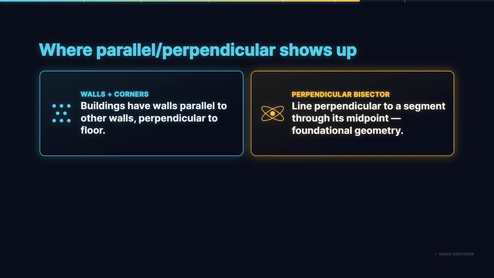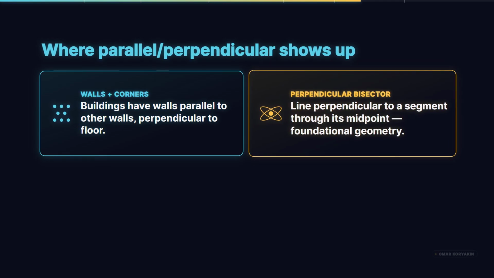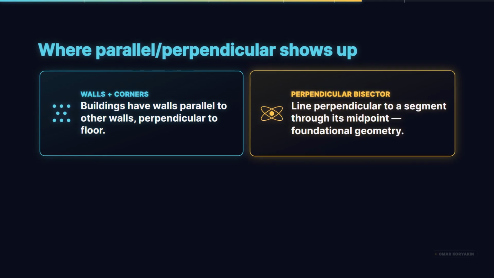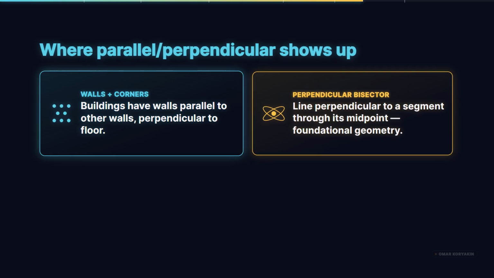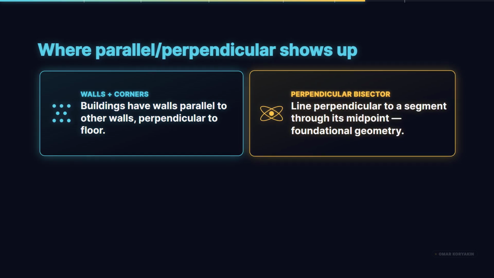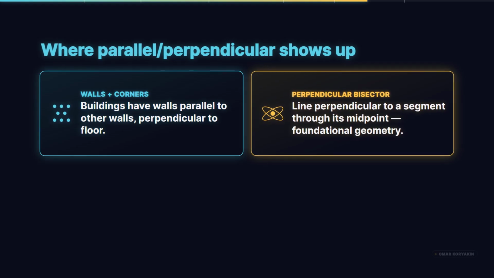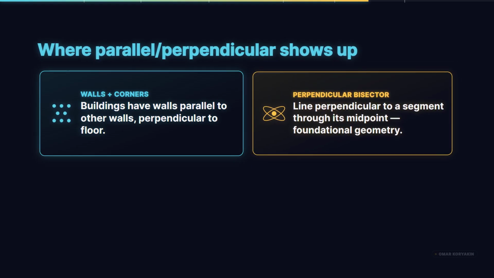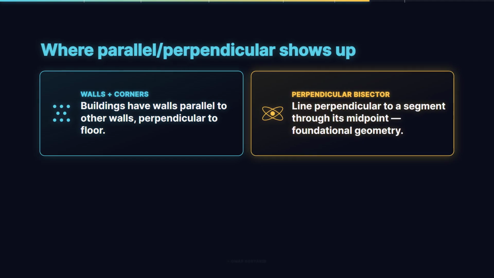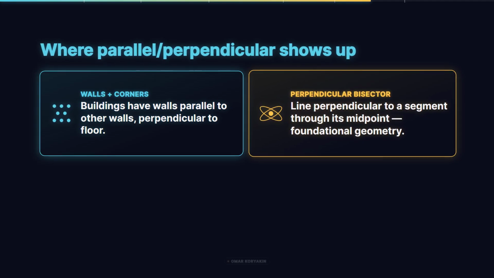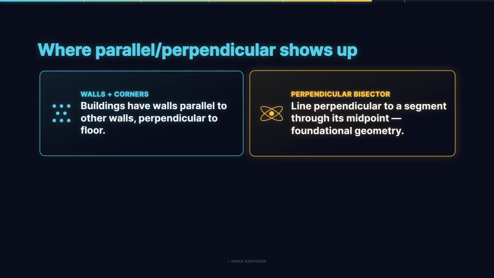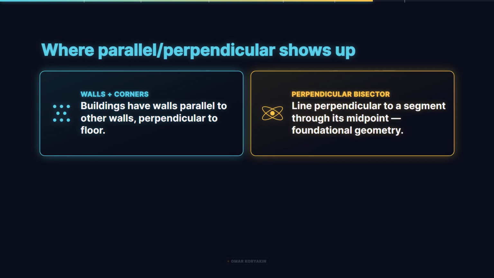In geometry, the perpendicular bisector of a line segment is the line that passes through the midpoint of the segment and is perpendicular to it. The perpendicular bisector is the locus of all points equidistant from the two segment endpoints, a foundational geometric concept that appears in circle constructions, triangle centroid and circumcenter calculations, and many proofs across geometry. The midpoint formula from lesson 2 combined with the negative reciprocal slope rule from today gives the perpendicular bisector directly.